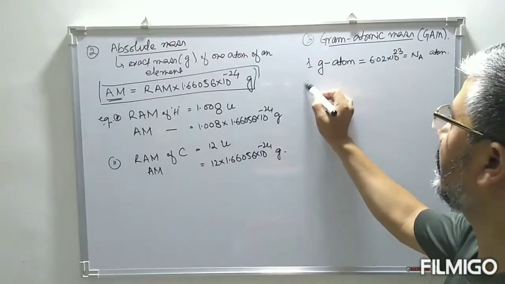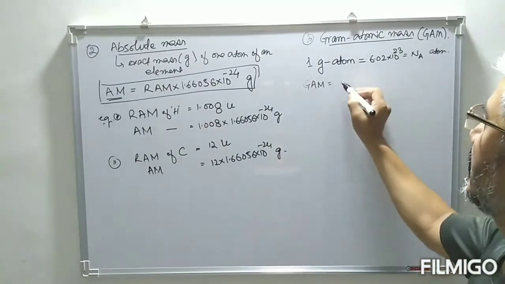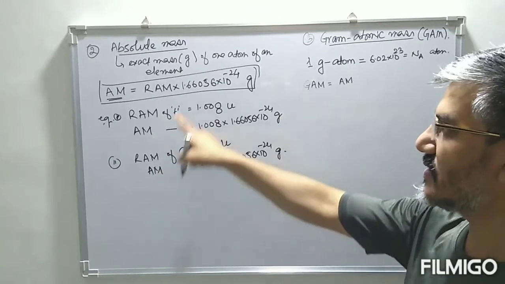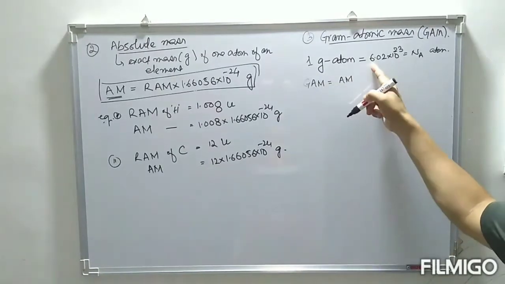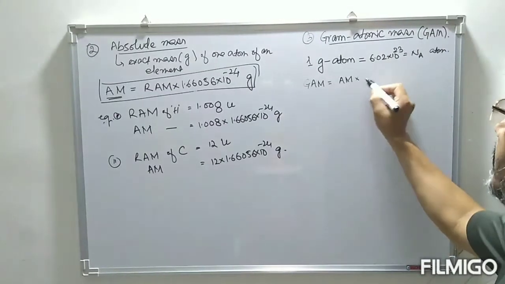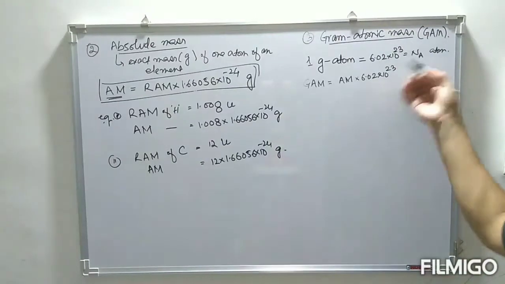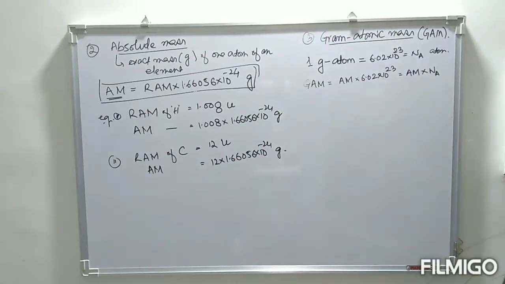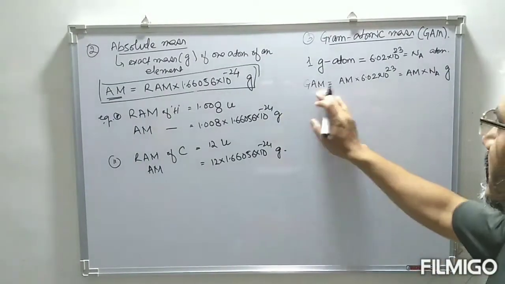So therefore look at this. This gram atomic mass is equal to absolute mass, that is the exact mass of one atom expressed in terms of gram unit. This is the mass of a single atom, whereas gram atomic mass is defined for 6.02 into 10 to the power 23 atoms. So multiply this absolute mass by 1 gram atom, that is the Avogadro number of atoms, and this must be expressed in gram unit, that is gram atomic mass.